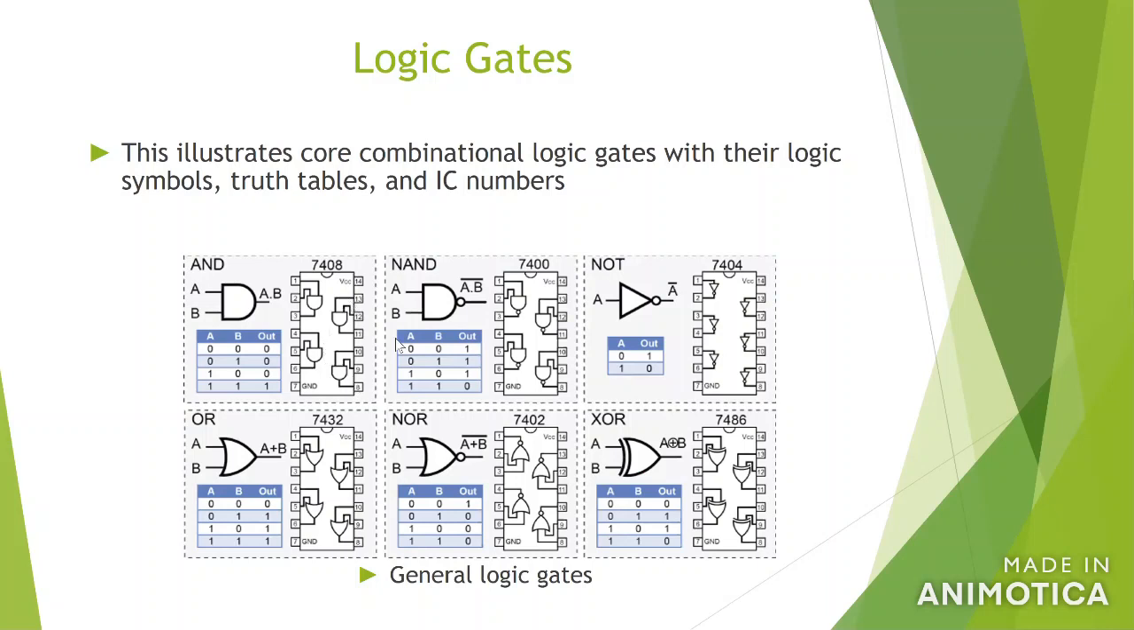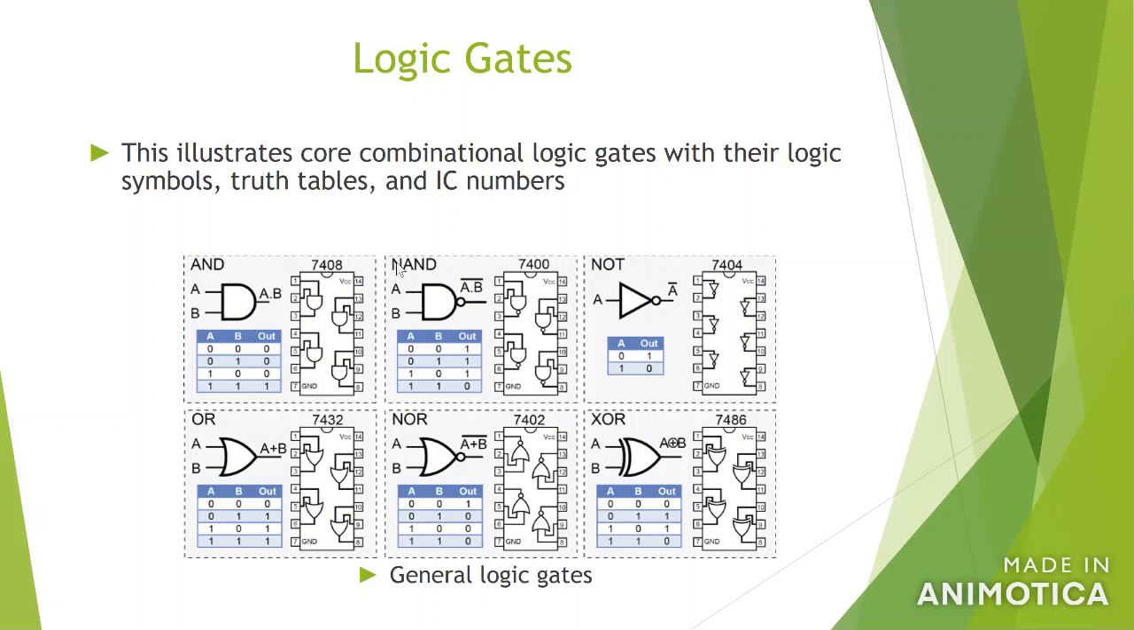This is the symbol for the AND gate. Whenever you see this, you know it's an AND gate, and this is the truth table for the AND gate, and this is the package for the AND gate. So if you need an AND gate in your circuit, you just need to purchase the IC chip 7408. Okay, so 7400, that's for the NAND gate.